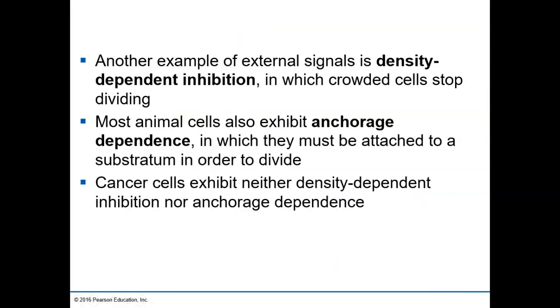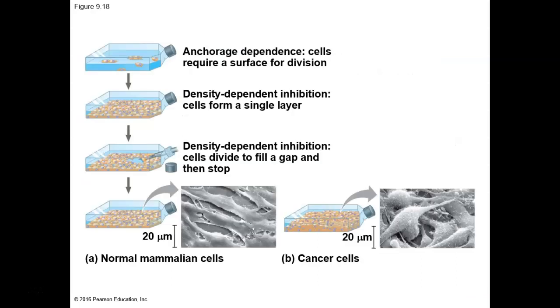Some other external signals that become important when we think about cancer are density-dependent inhibition. So many cells will stop growing if they're surrounded by other cells. So if the density is high enough, they will stop dividing. And anchorage dependence, which is where cells have to be attached to a substratum to divide. So two of the hallmarks of cancer cells is that they stop paying attention to density-dependent inhibition. They will grow even if there's no space for them to grow. That's how you get tumors. And they also don't have anchorage dependence, so they will grow anywhere. They won't limit themselves into the area where they are already found.